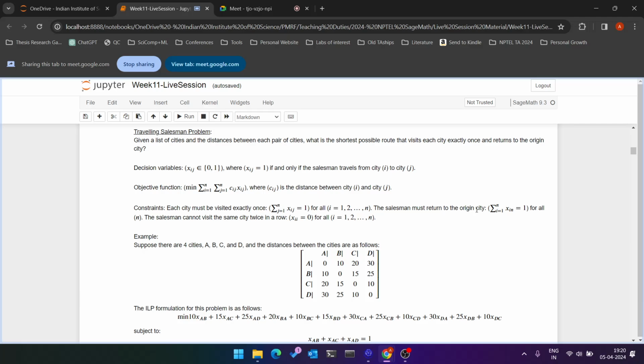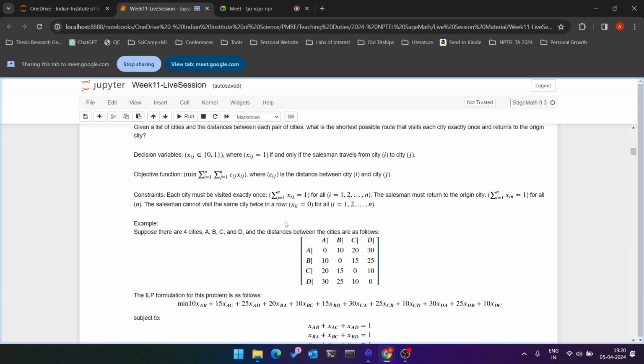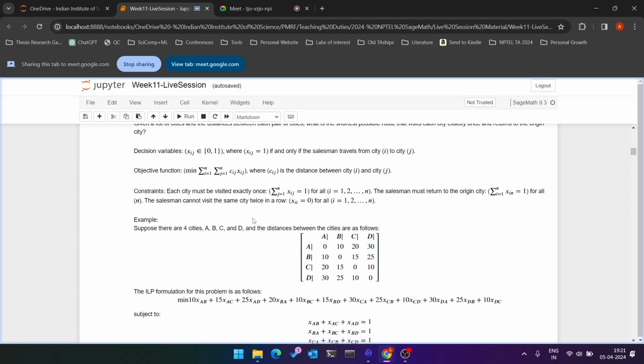And then the salesman should return to the origin city, which means that on the rightmost column there should again be a 1 at the end. So the summation of xin equals 1. And the salesman cannot visit the same city twice, which is basically the xii, or the diagonal term, being set to 0. So once in city i, the salesman has to move to city j, where j is distinct from i.